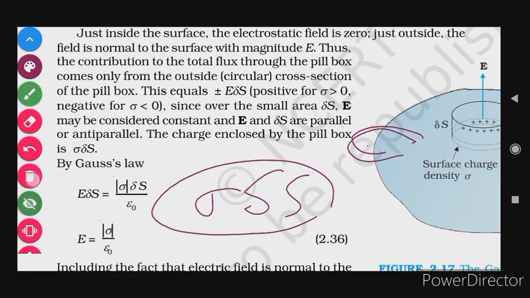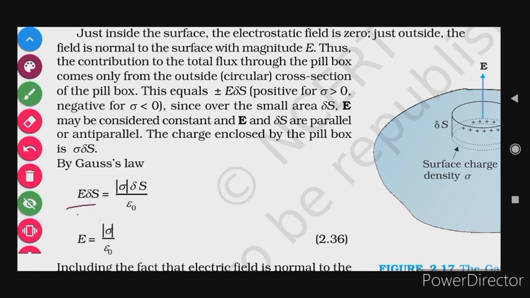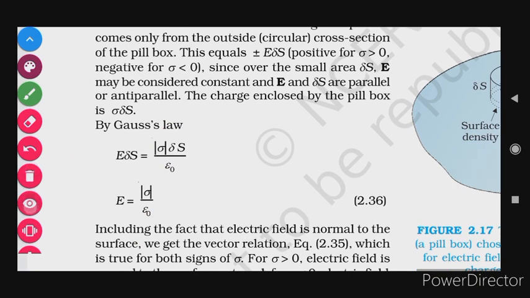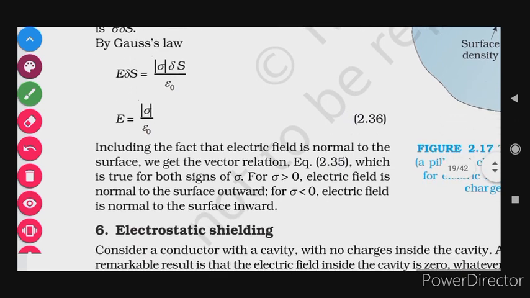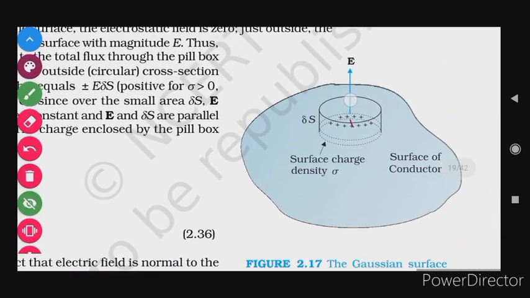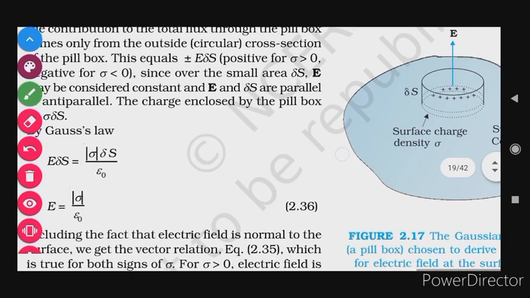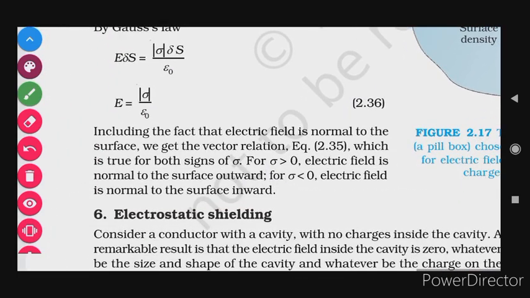Now we apply Gauss's law here. The flux is 1 upon epsilon naught times the charge enclosed. When we put this together, del S cancels out, and we get the electric field as sigma upon epsilon naught. Including the fact that the electric field is normal to the surface, we get the vector relation. The electric field will be parallel to the area vector when it is positive charge, and antiparallel to the area vector when it is negative charge. This is the value of the electric field.